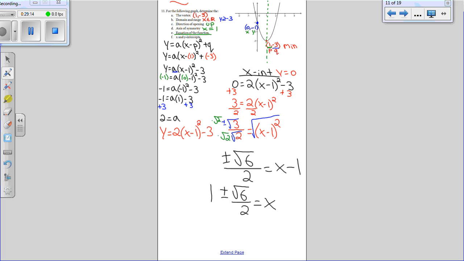Because the denominator needs to be the same. Right? This 1 is a different denominator than this root 6 over 2. So you have to have the same denominator to be able to do something like that. You could do that by changing this to 2 over 2, and then you could write it as 2 plus or minus root 6 over 2.